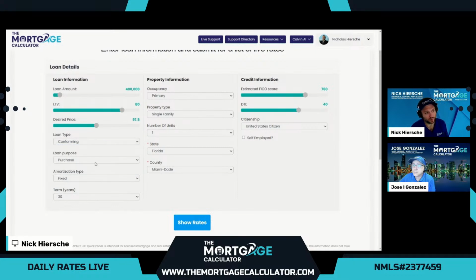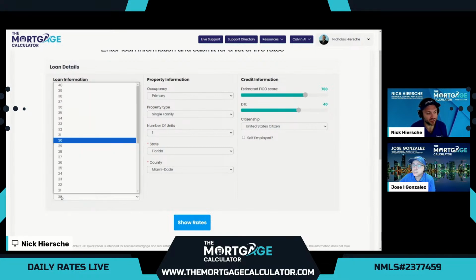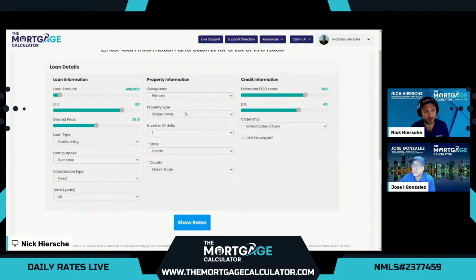We'll start with conforming conventional. We'll do a purchase, 30-year fixed standard loan, primary occupancy, single-family home, 1 unit, state of Florida, county of Miami-Dade. And for all the demos, we use an estimated credit score of 760 and an estimated debt-to-income ratio here of 40%. So with these same settings we do every morning, let's check out the conventional options.